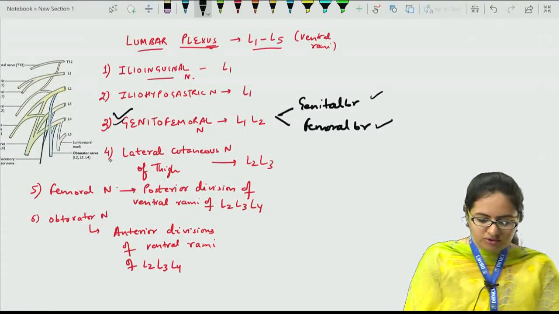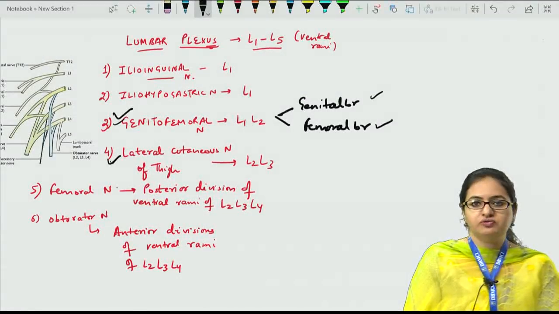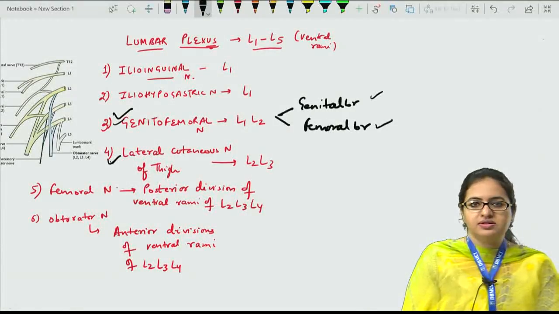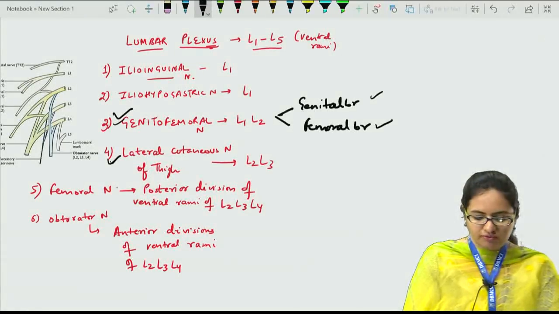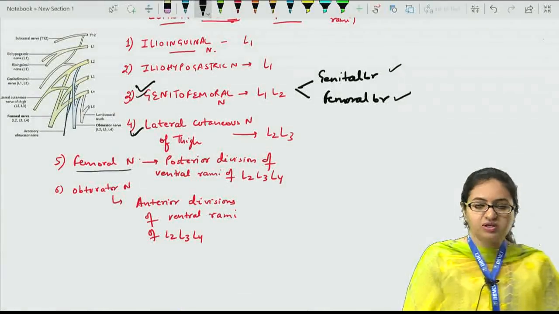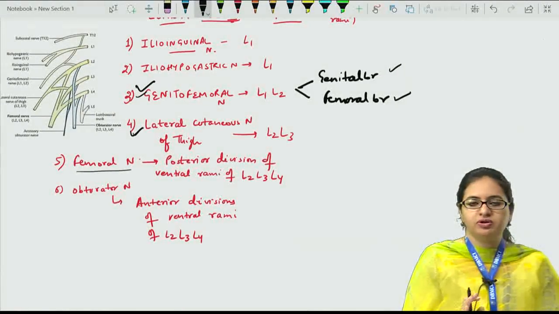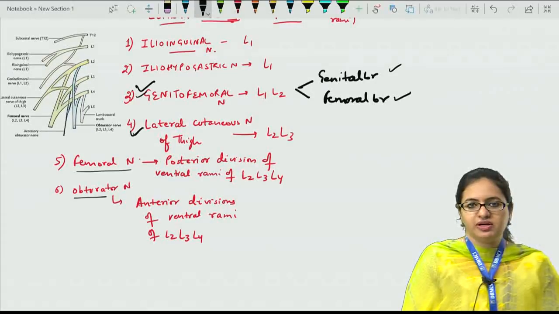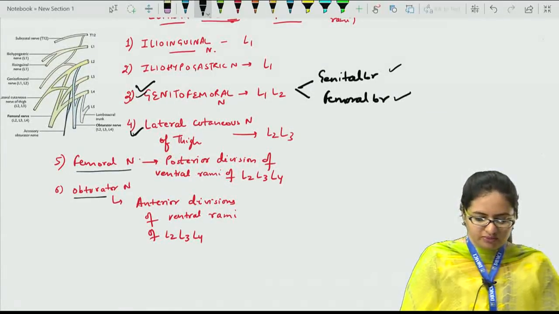If we talk about the lateral cutaneous nerve of thigh, if there is a compression of this nerve, it leads to a condition known as meralgia paresthetica, and in that there will be numbness or tingling sensation in the distribution of this nerve. The femoral nerve is the main nerve of the anterior compartment of the thigh, and it supplies all the muscles of the anterior compartment. The obturator nerve is the nerve for the medial compartment of thigh, supplying all the muscles of the medial compartment.